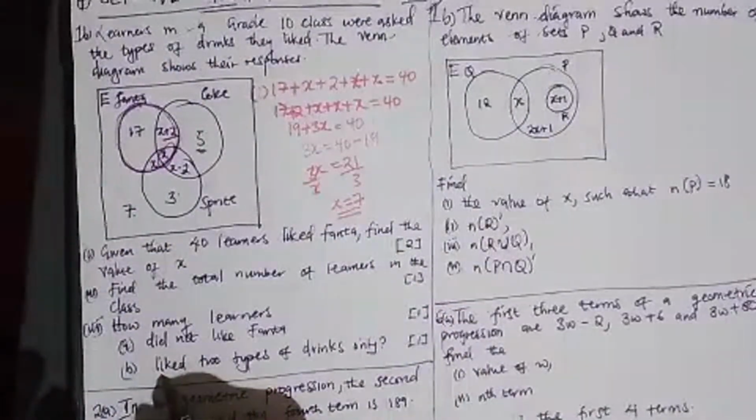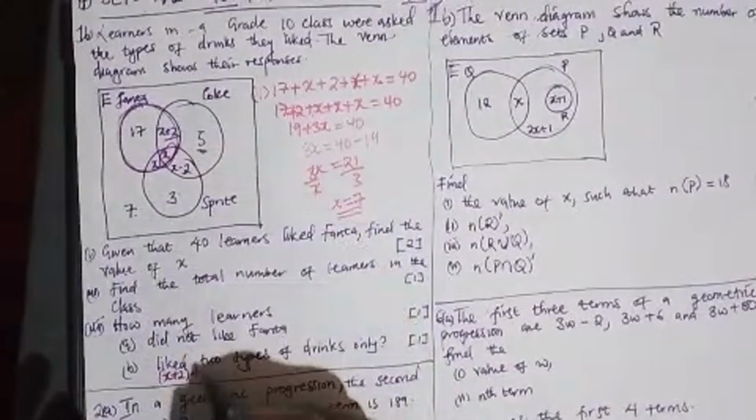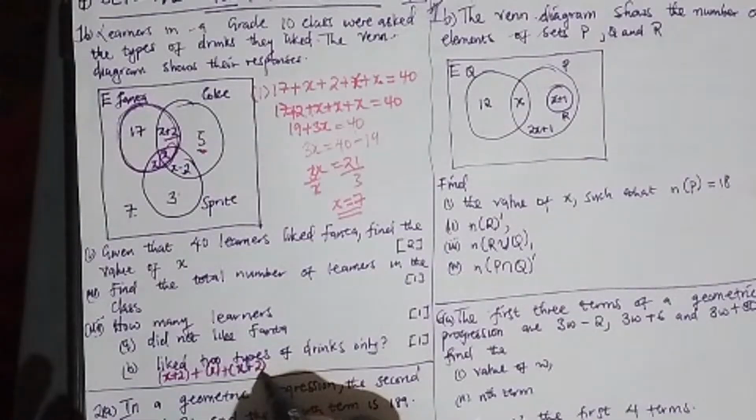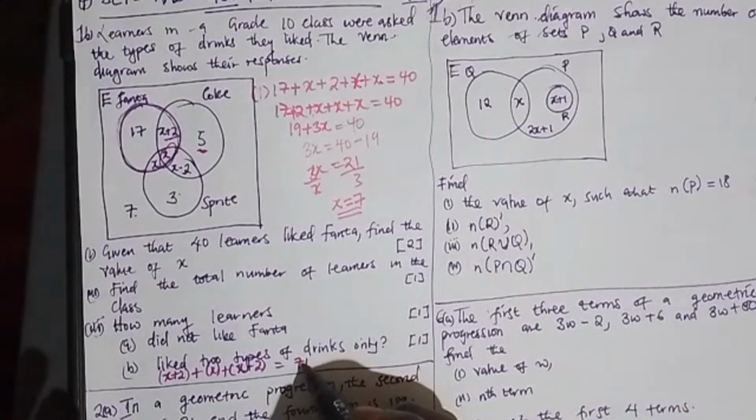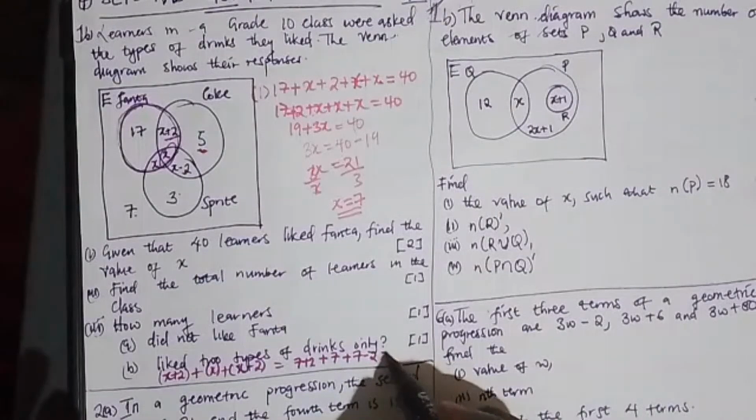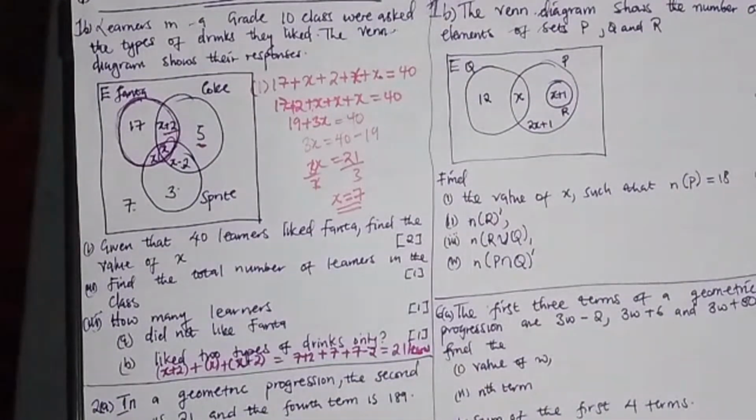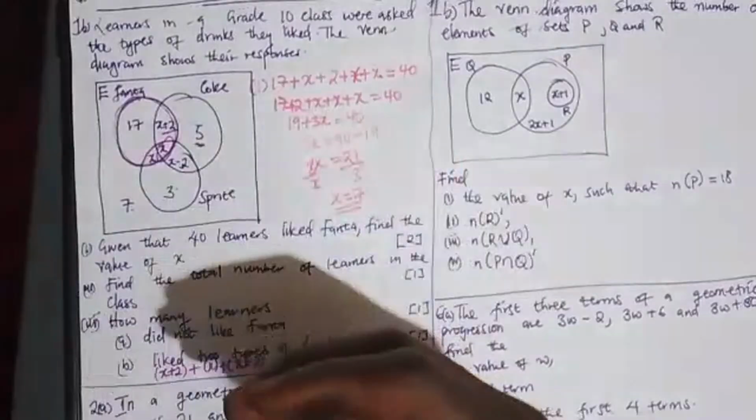We have x plus 2, plus we have x, plus we have also x minus 2. Remember, we solved the value for x. We said this what? 7 plus 2 plus 7 plus 7 minus 2, which gives us 21 learners. Yeah. So this is how easy it is if a question on sets comes like this.